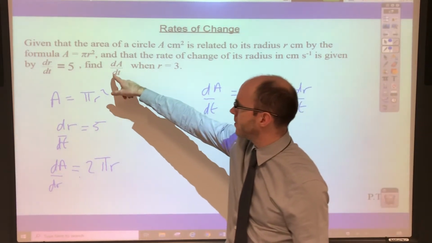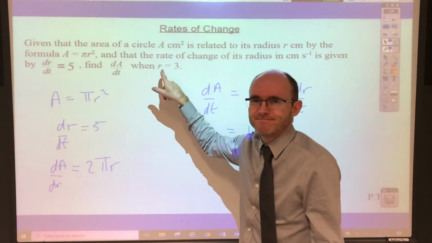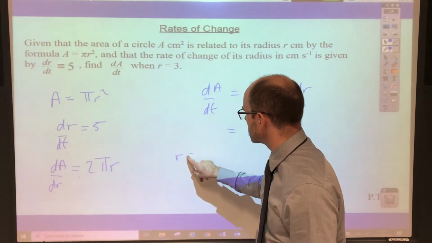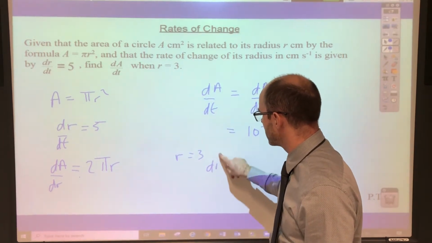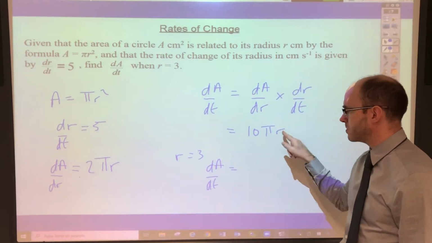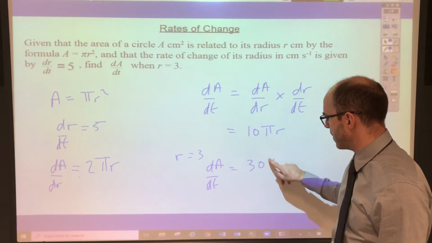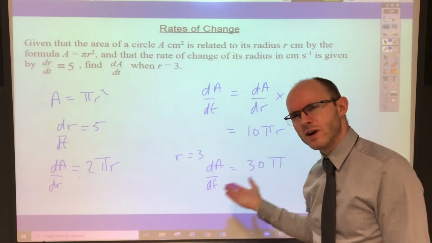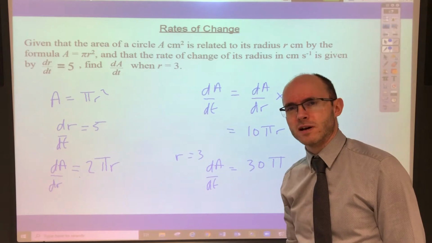And the question says, find dA/dt when r equals 3. So what we do is substitute r equals 3, and dA/dt is equal to 10 times pi times 3. I'm going to leave it as 30 pi, an exact answer. You can write it as a decimal if you want.